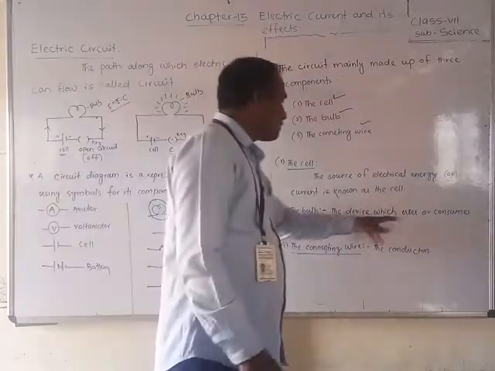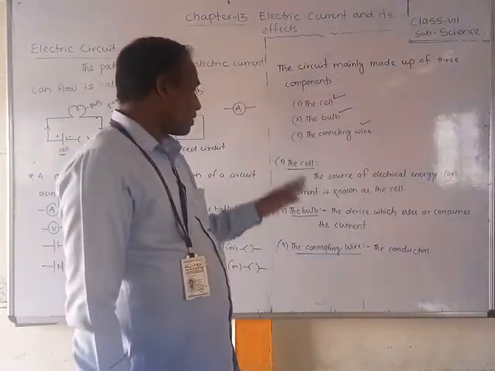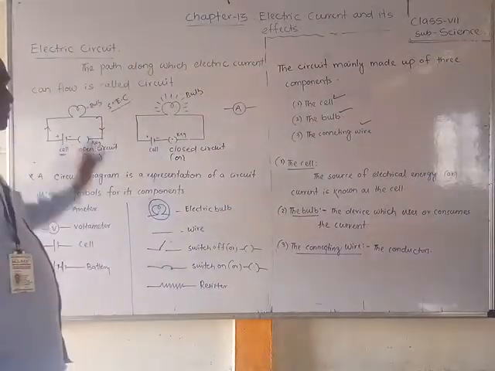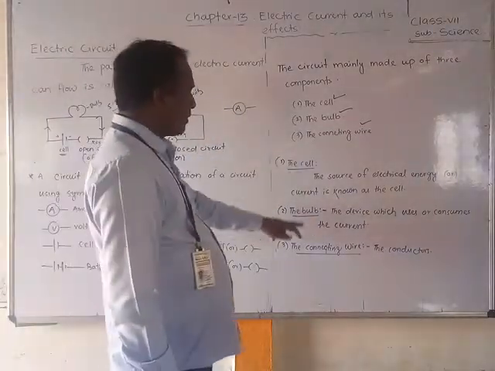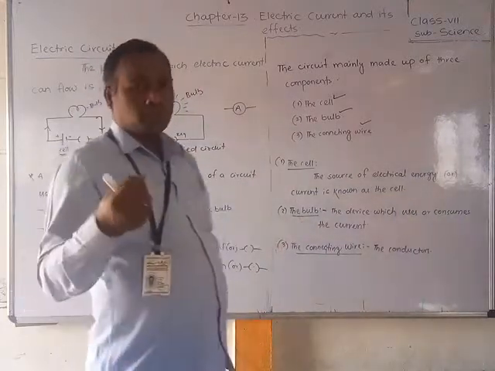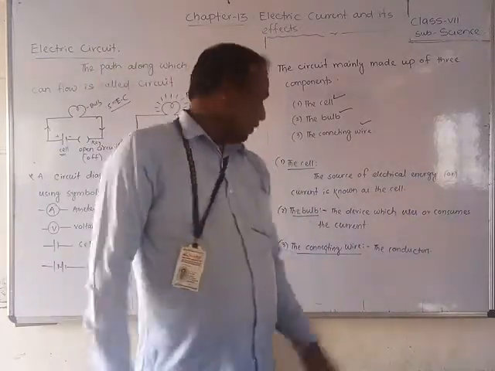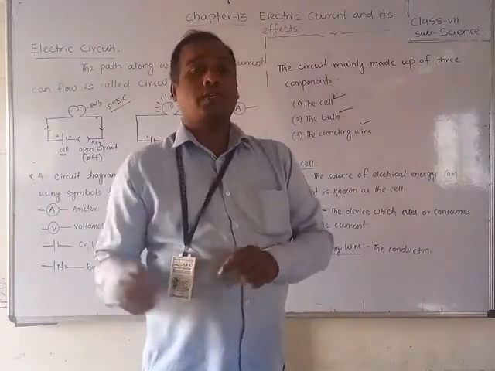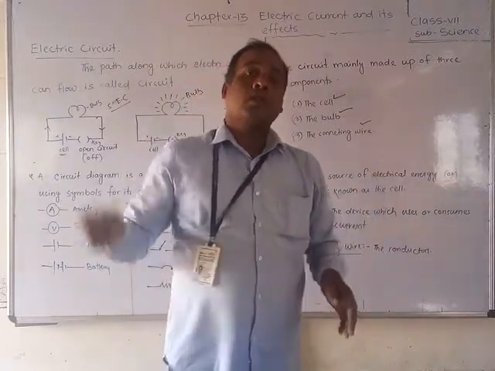The bulb is the device which uses or consumes the current. In the simple circuit we are considering now, there are the cell, the bulb and the connecting wire. The cell is the source of the electricity. The bulb is the consumer, consuming that electricity. And the connector, the connecting wire, means conductor. It connects the battery to the bulb.